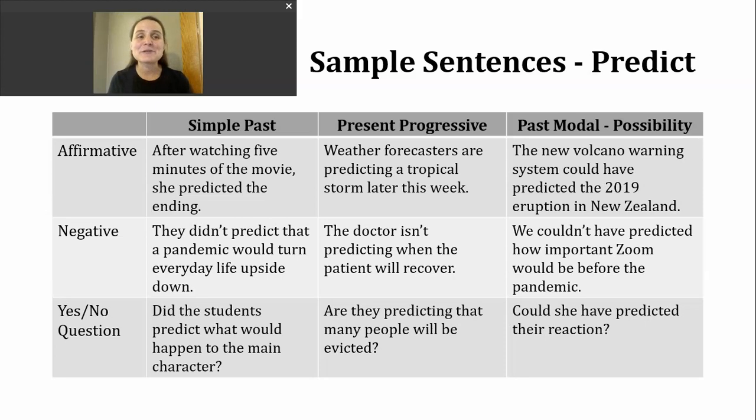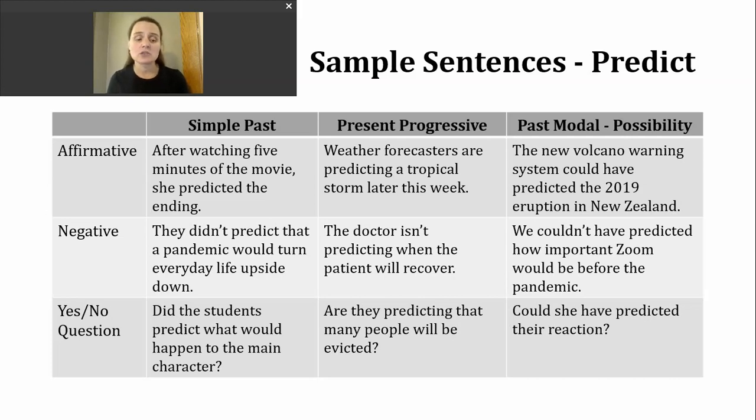Okay, let's go to our third form. And again, this might be a little new or different for you, but I imagine you have heard this in conversations or perhaps seen it when you're reading as well. We're going to look at a past modal of possibility. And maybe that phrase is a little new or different for you. But what we're going to use is the phrase could have and then the participle form of the verb.